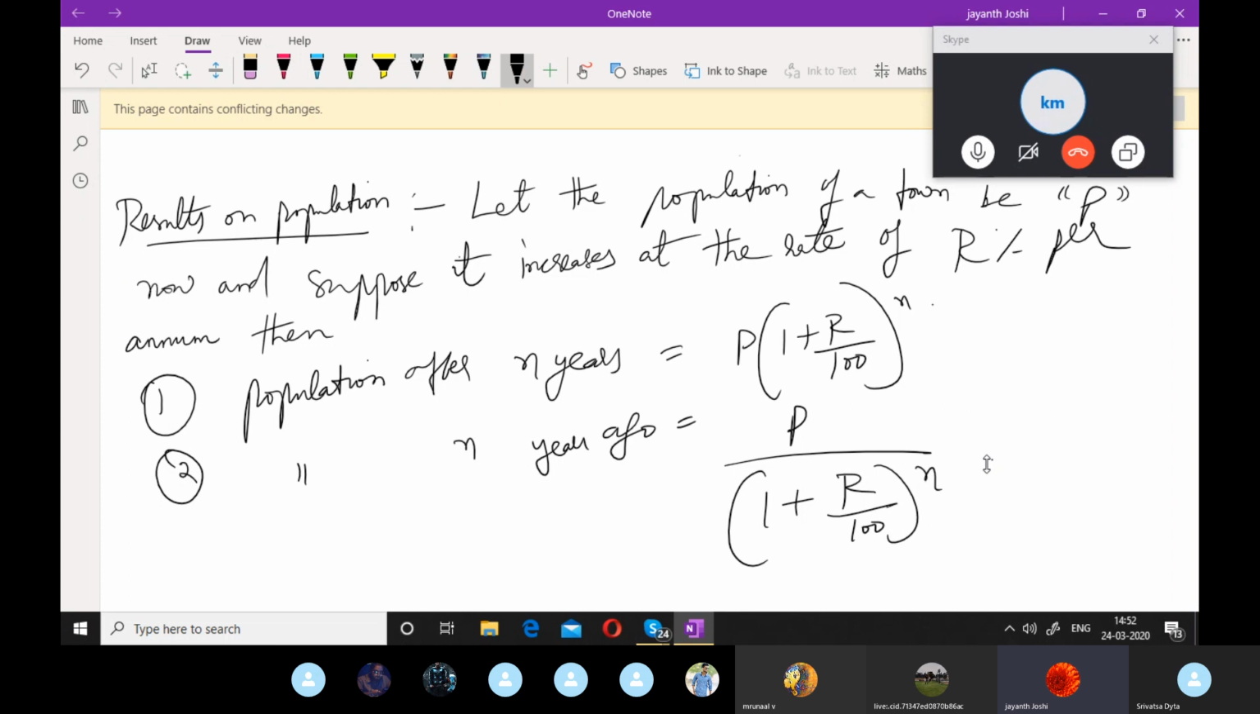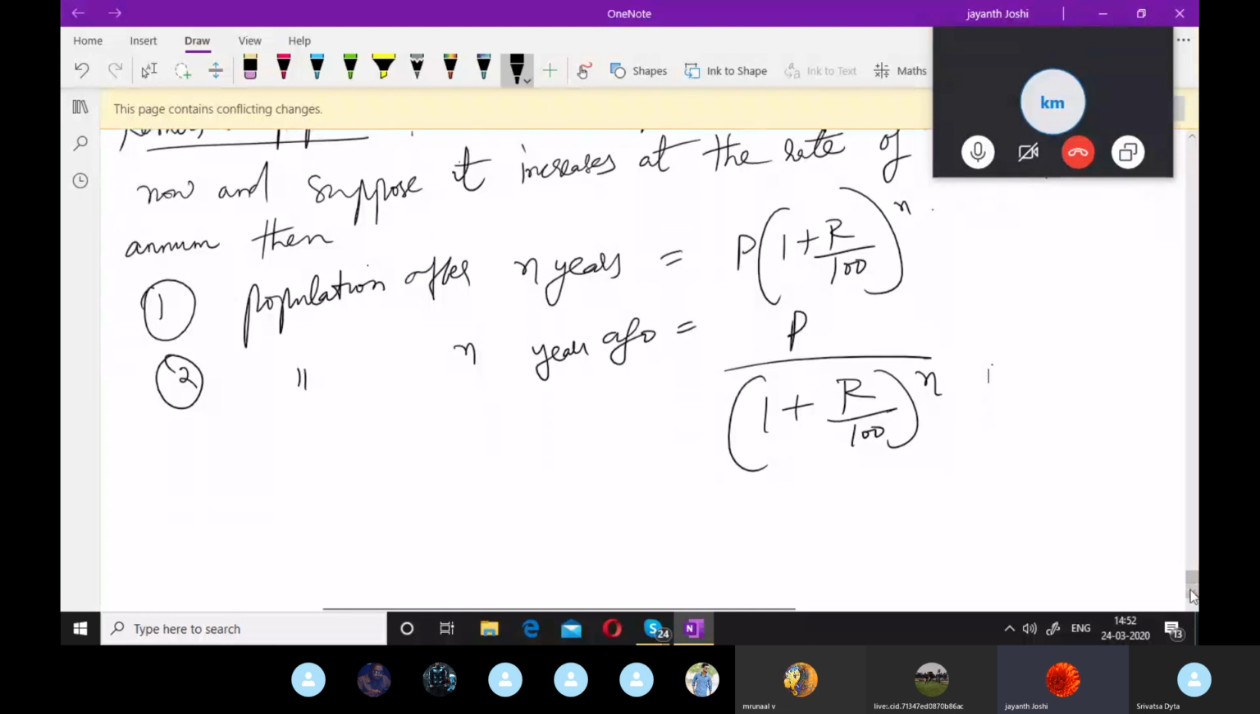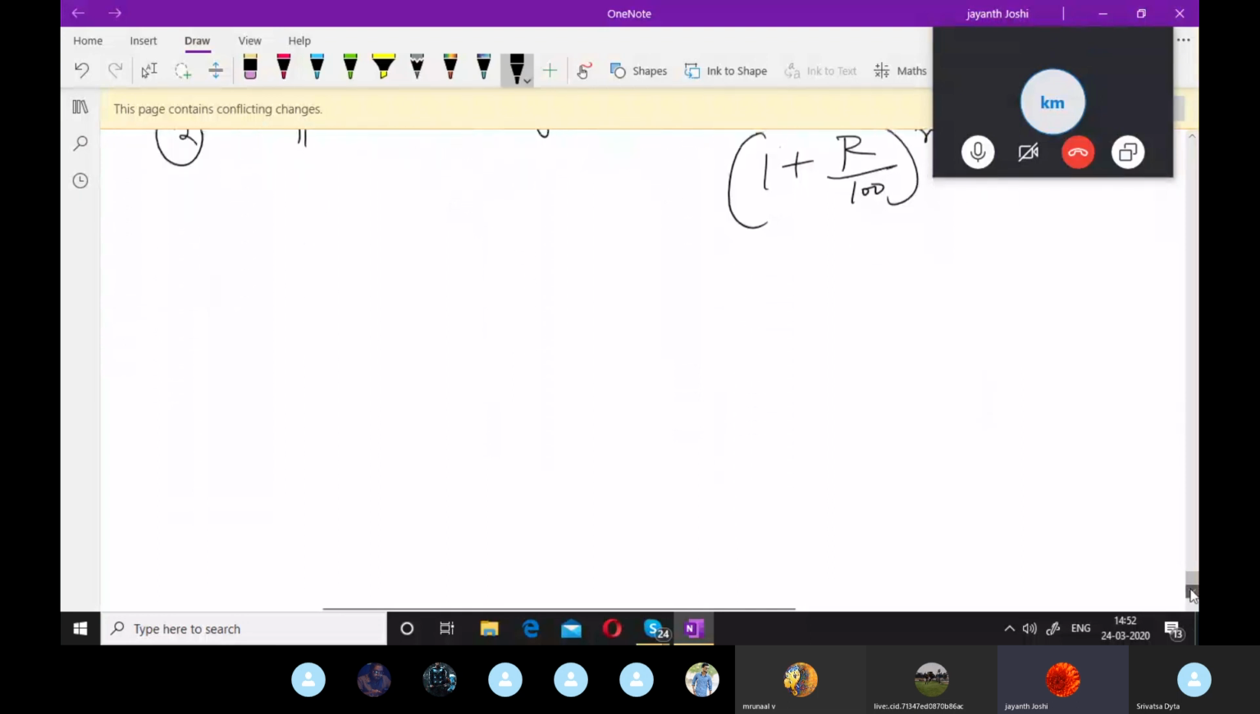We'll go for the next formula. Next, take the next formula. Now, results on depreciation.